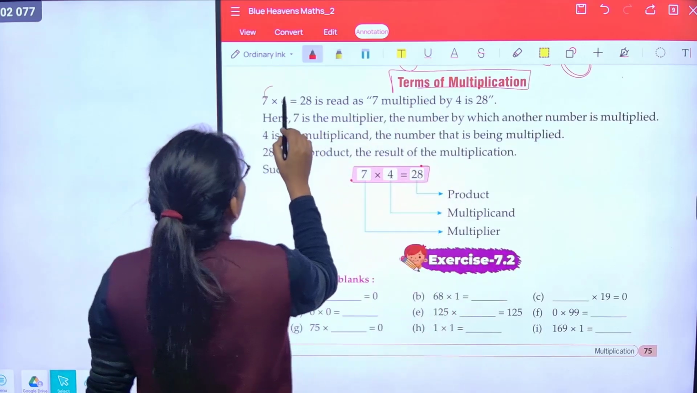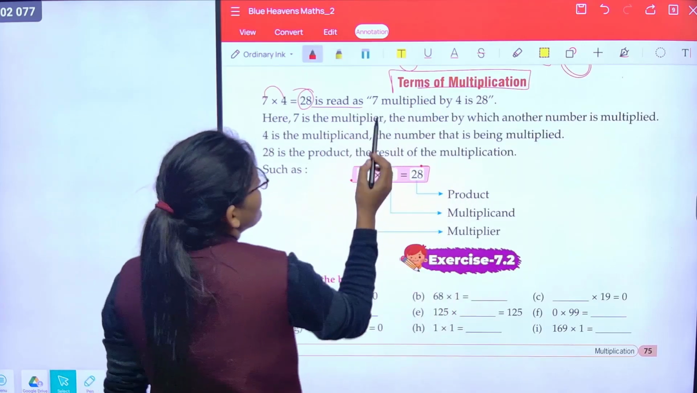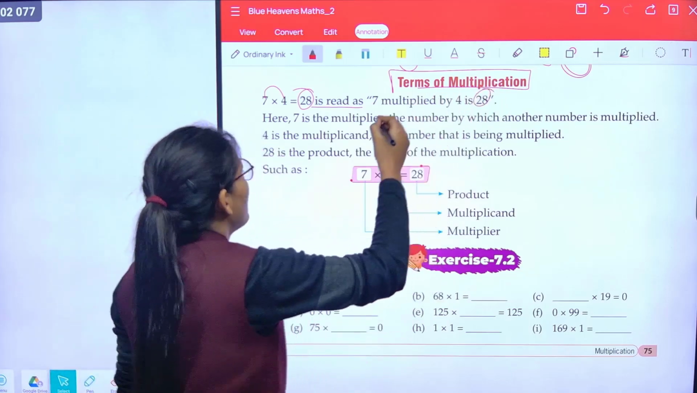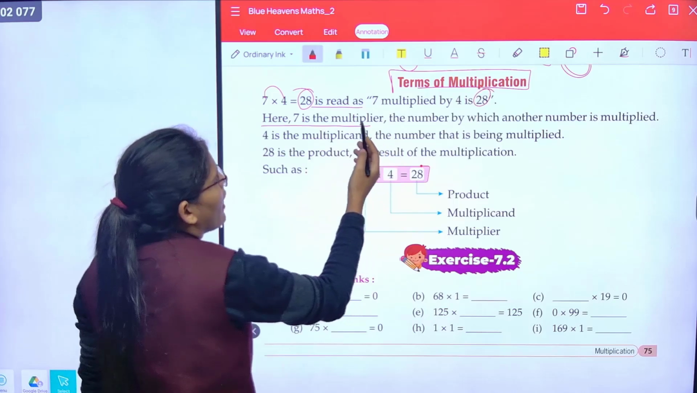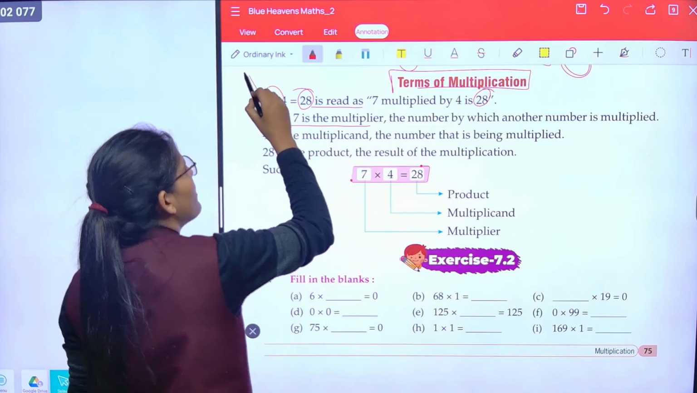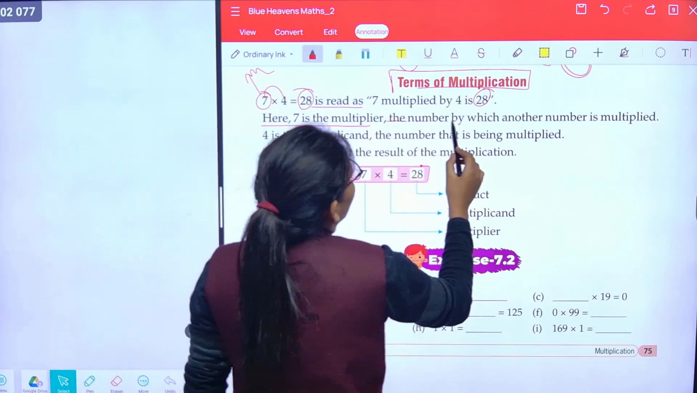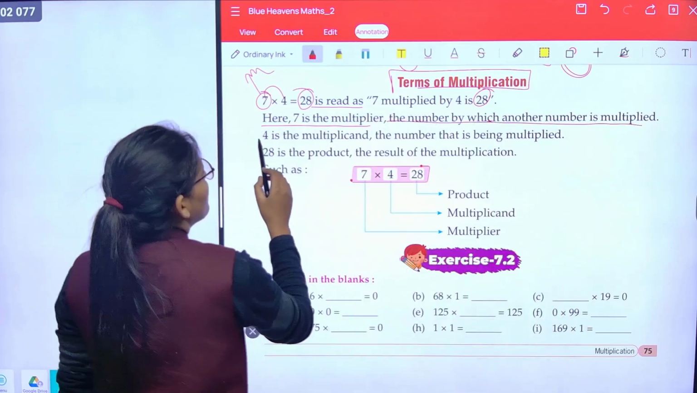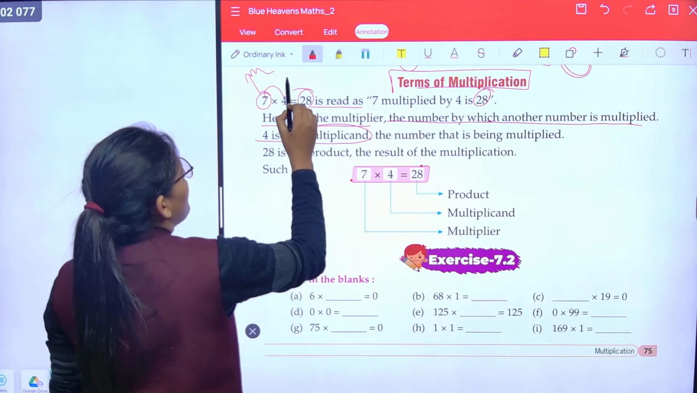Now class, see the terms of multiplication. 7 multiplied by 4 is 28, written as 7 multiplied by 4 is 28. Now here 7 is the multiplier, the number by which another number is multiplied. And 4 is the multiplicand.